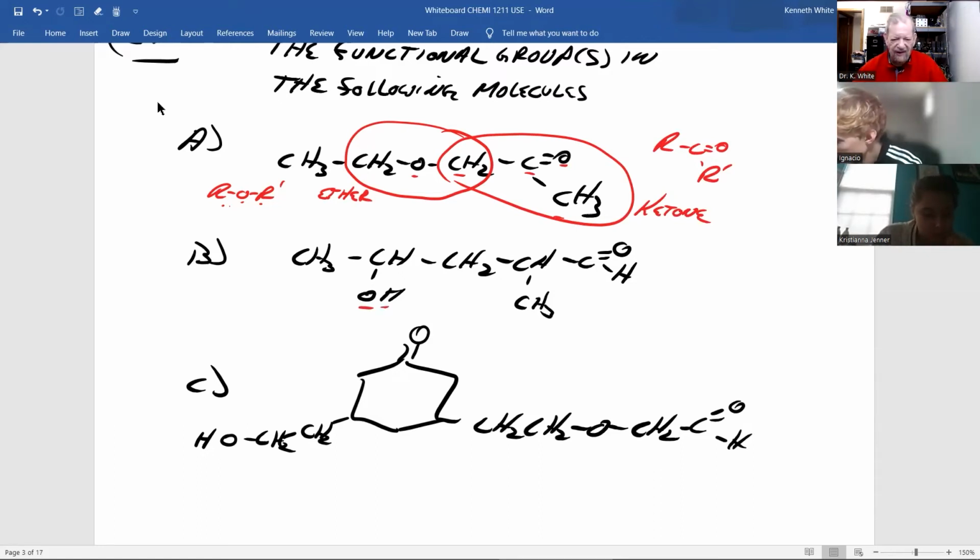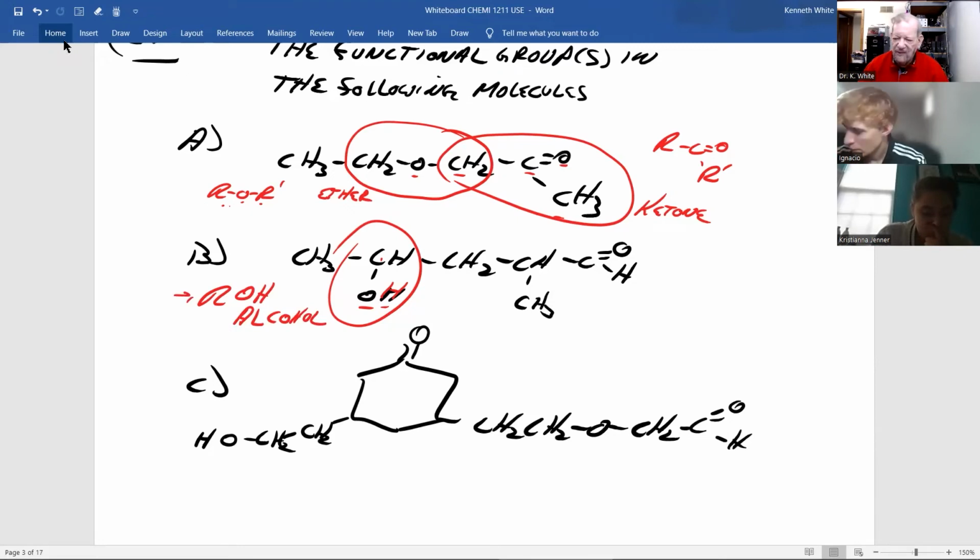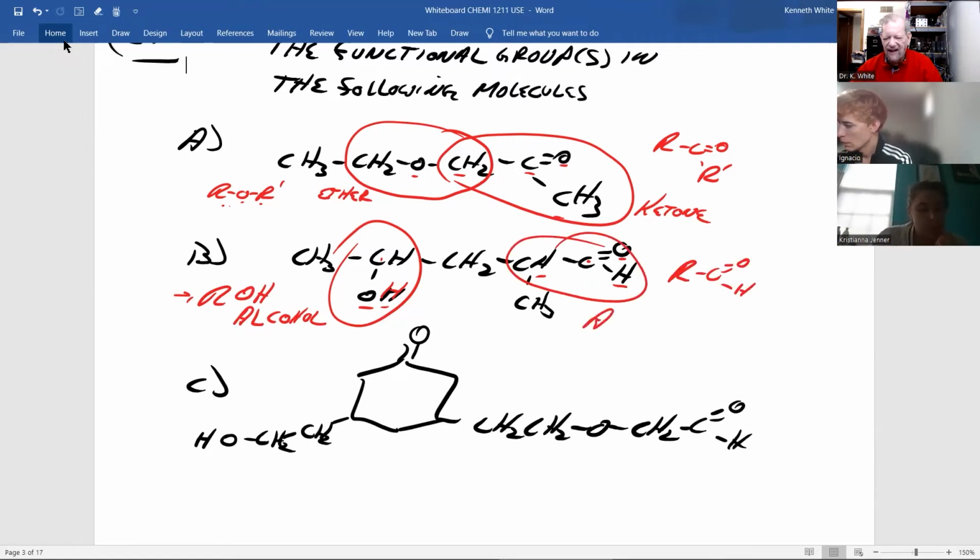Ooh, oxygen with a hydrogen on a carbon. And that's an alcohol. And again, you don't have to write what I do like ROH, but I'm showing you how to identify it. Ooh, there's another oxygen here, double bonded to this carbon, with a hydrogen and carbons here. And what is this? An aldehyde.